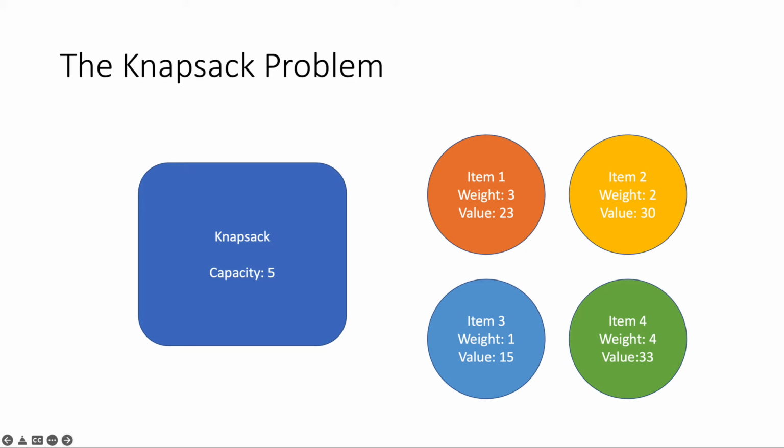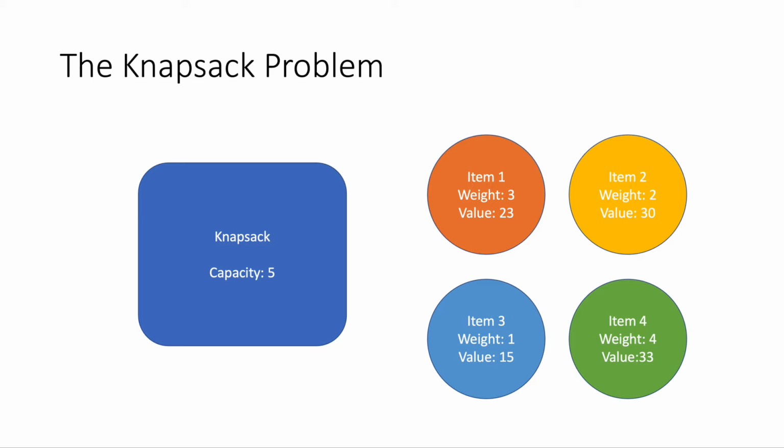Here's an example of a knapsack problem. Here we can see a knapsack with a capacity of 5 and a set of 4 items. Item 1 has a weight of 3, a value of 23. Item 2 has a weight of 2 and a value of 30. Item 3 has a weight of 1 and a value of 15. And lastly, item 4 has a weight of 4 and a value of 33. The goal is to find the best combination of these 4 items that will have a weight less than the capacity of the knapsack, 5, but will have the highest value.